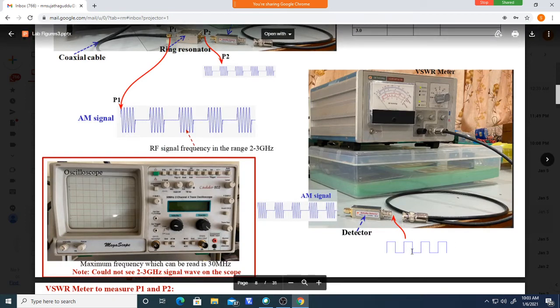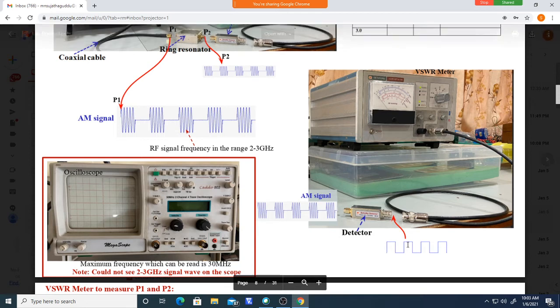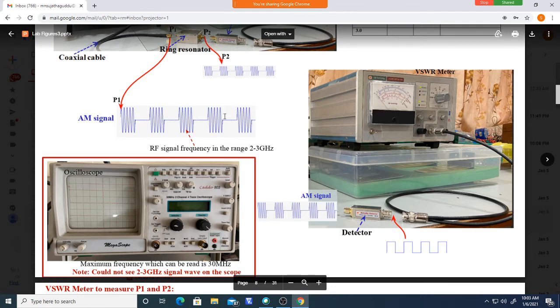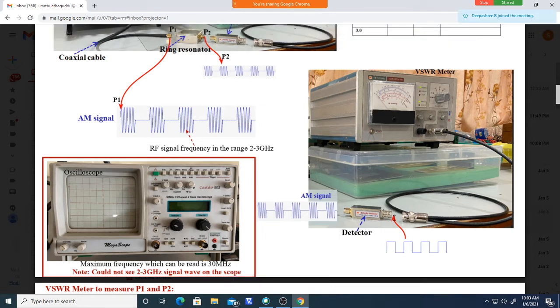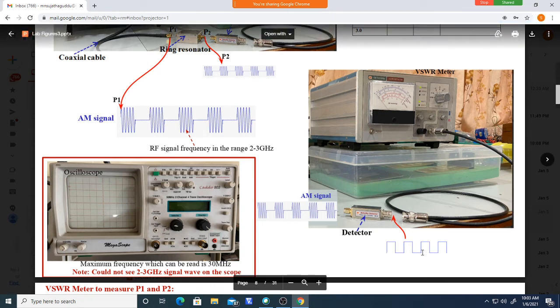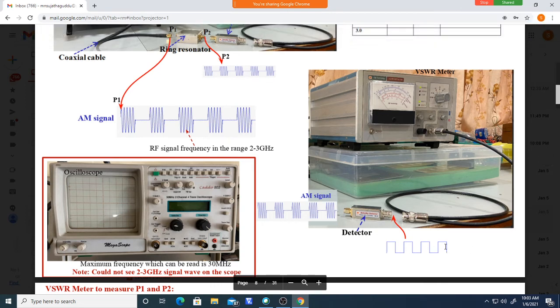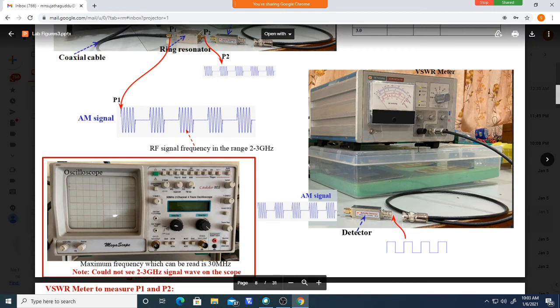So now, what are we doing in our laboratory? We are taking an AM modulated signal, demodulating it, and measuring the power of that low frequency signal, around 1 kilohertz, using this equipment. This is called a power meter or VSWR meter. Using this we are measuring the square wave waveform from here.